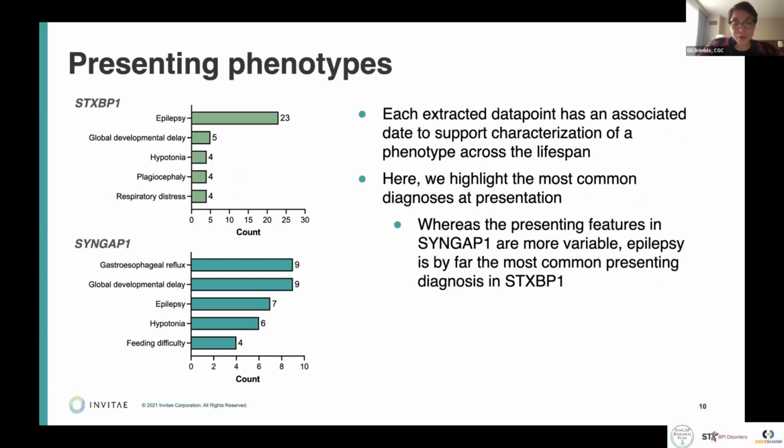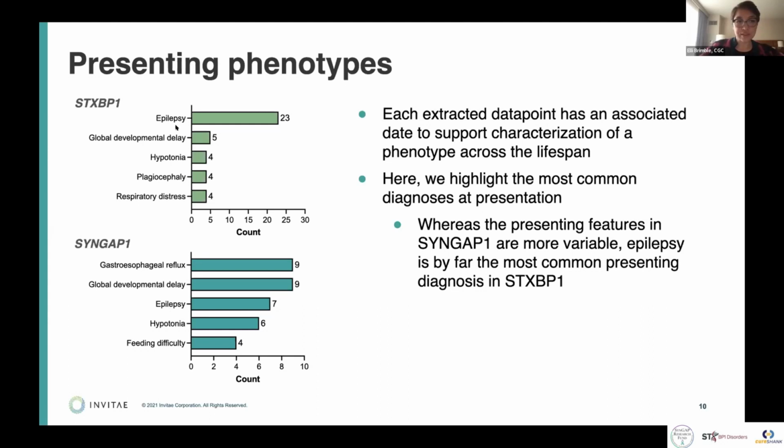One of the important approaches to data extraction that we take is every unique data point is assigned a date. And so this allows us to characterize the phenotype across an individual's lifespan. And so one way I wanted to highlight that today was to talk about the presenting diagnosis or symptom in both STXBP1 and SYNGAP1. When we look at STXBP1, we can see that there is a very striking presentation where epilepsy is certainly the most common presenting feature. Whereas comparing that to SYNGAP, we see a little bit more variability in what might be the presenting symptom.